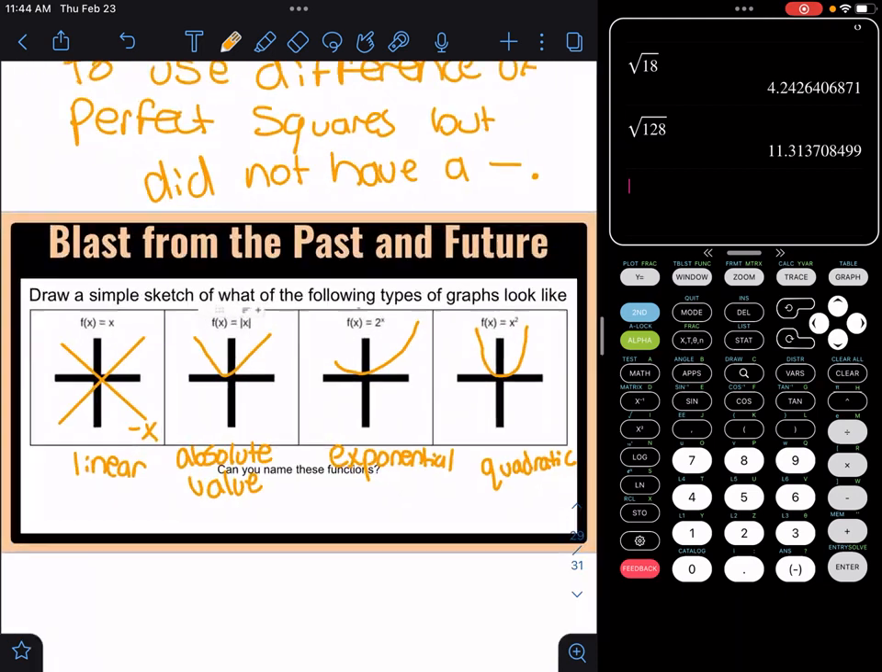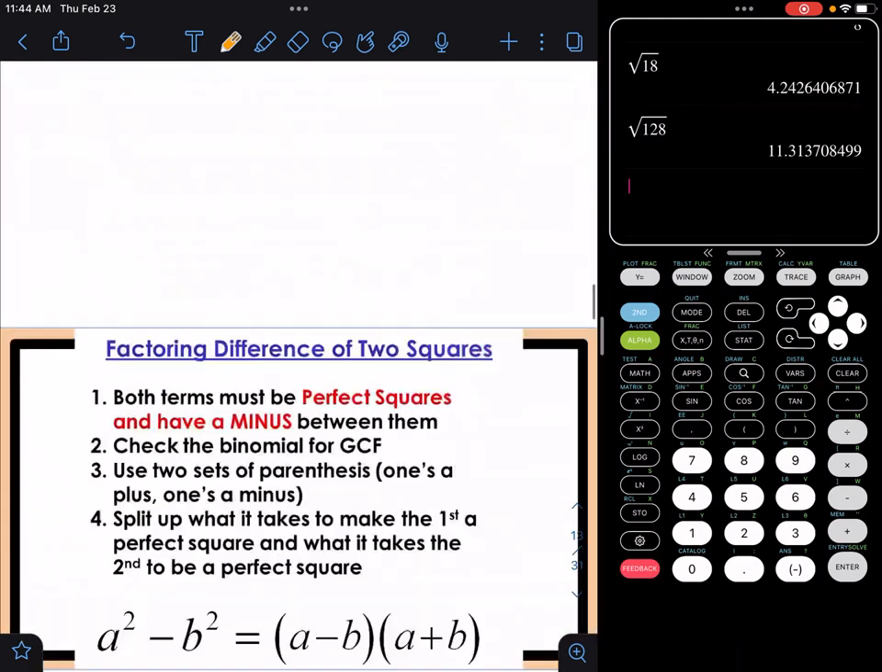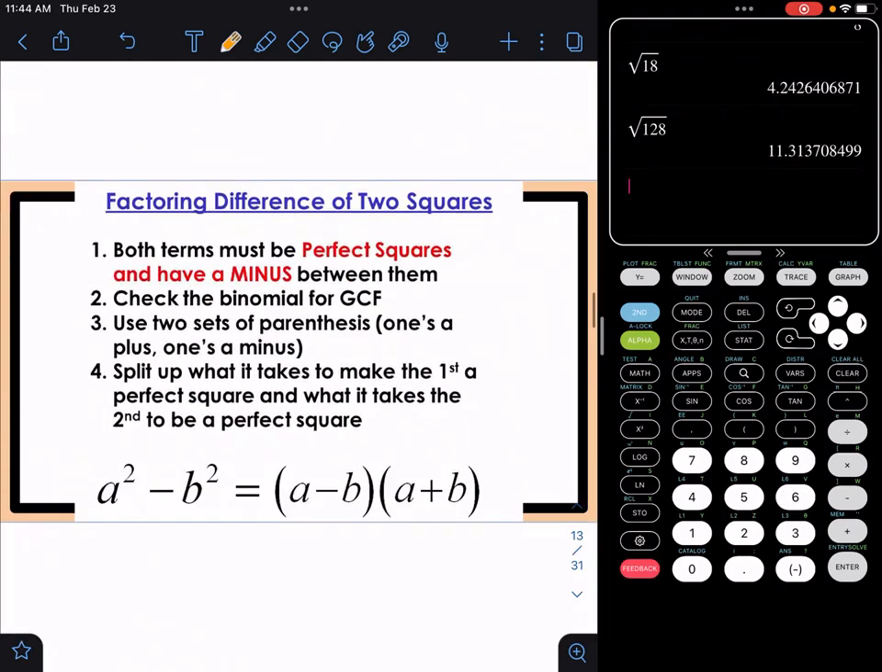And that sums up our lesson today on the difference of perfect squares. Remember, in order for something to be a difference of perfect squares, you must have 2 perfect squares and a minus sign.